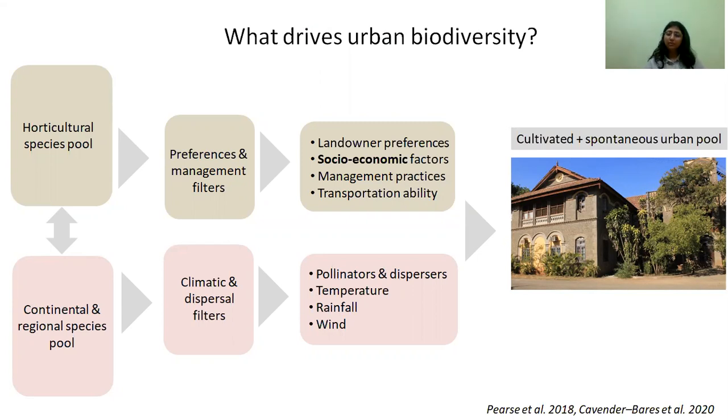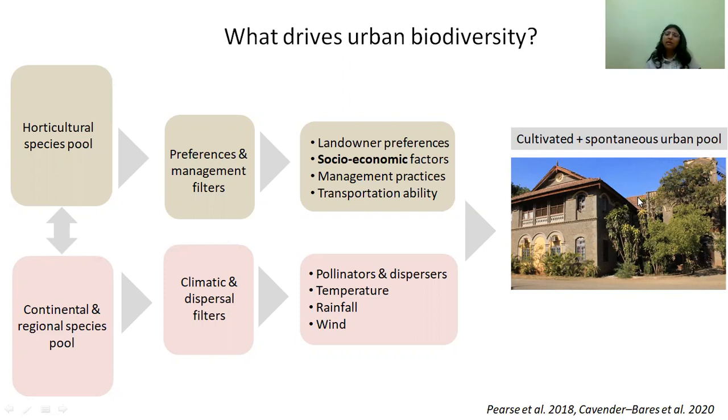Here, both human-driven as well as natural factors play a key role in determining urban biota. The preferences and management filters mostly affect the species that are chosen for cultivation and can be from the horticultural, that is nursery, species pool, in contrast to the climatic and dispersal filters, which mostly affect the continental and regional species pool.